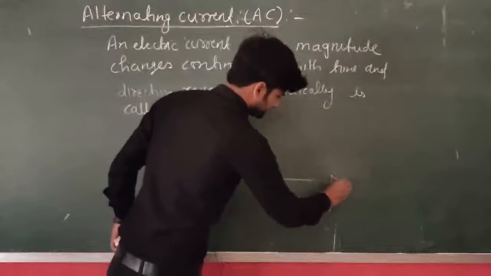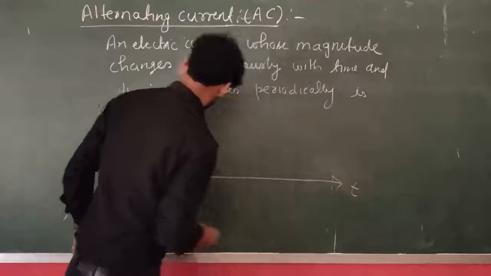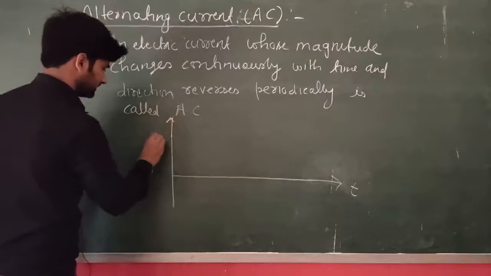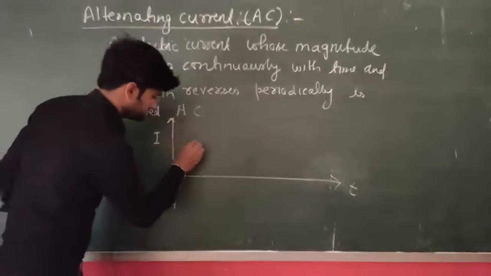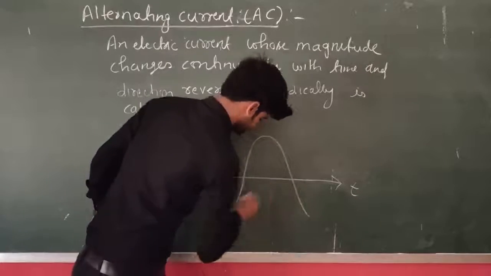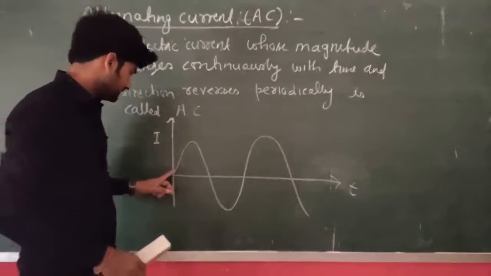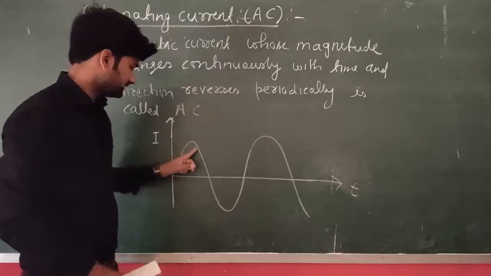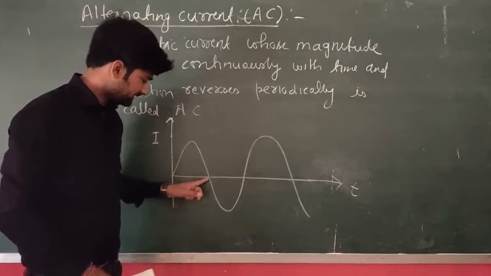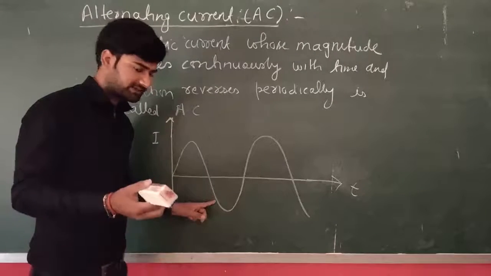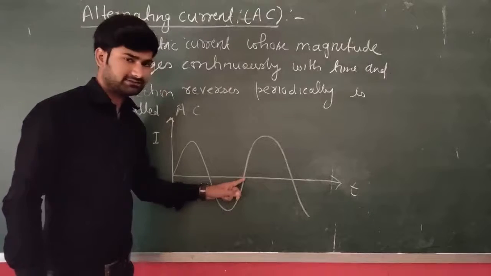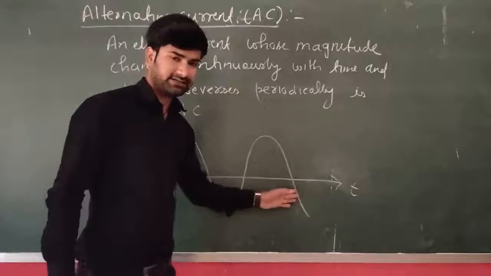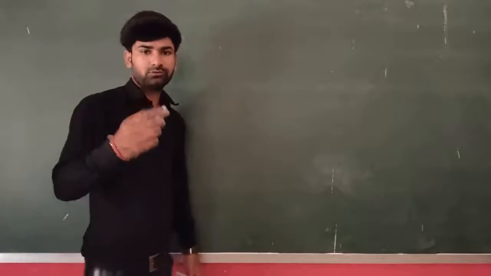Suppose in this axis time is given, and this is I. Then you can see the magnitude of alternating current increases here and then decreases, and it again increases in reverse direction and again decreases. This is the graph related to alternating current. Now next, DC, it means direct current.